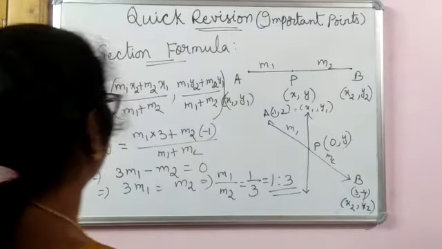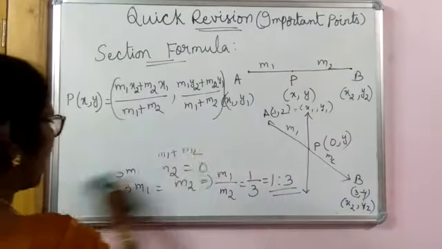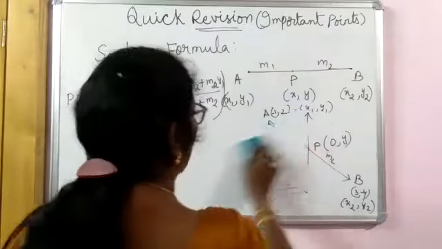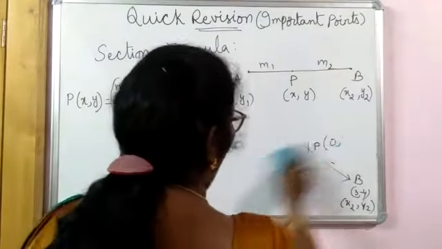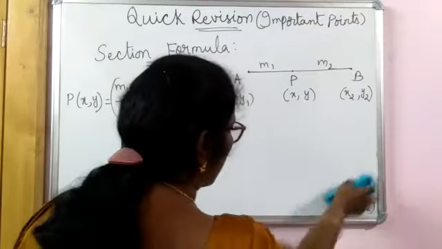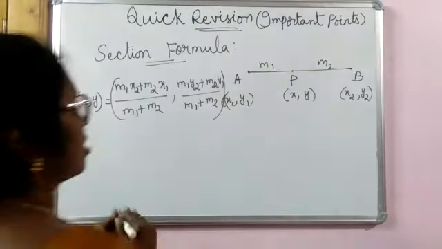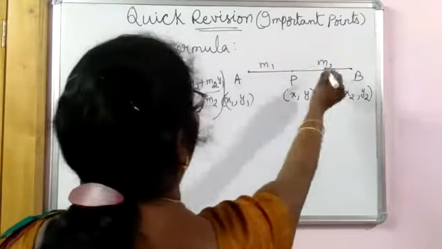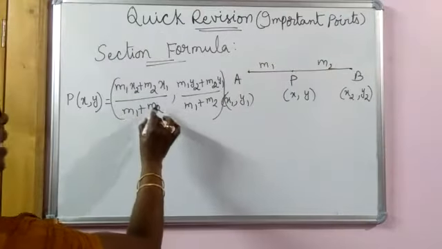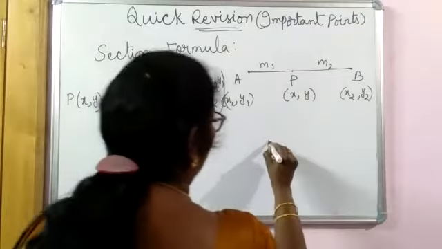Now what is the midpoint formula? Very simple. Midpoint means what? The point divides the line segment into two equal parts. So from this let us deduce. That means m1 and m2 are equal, so the ratio is 1 is to 1. Okay.